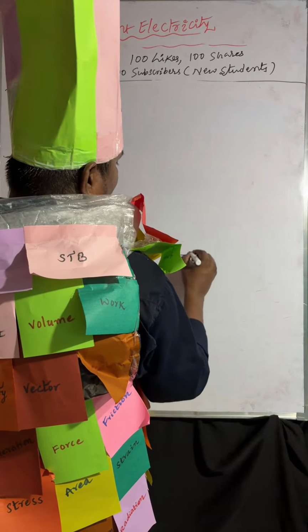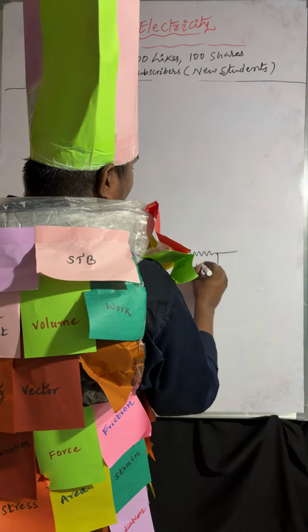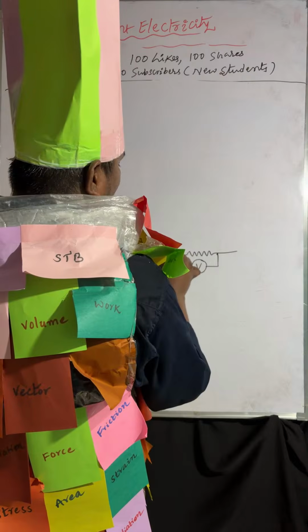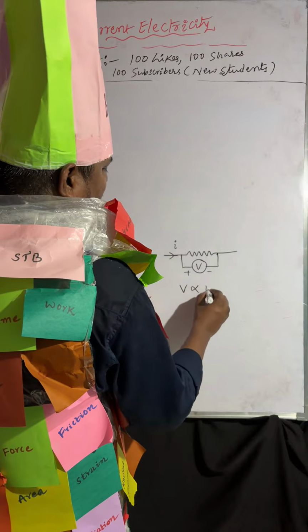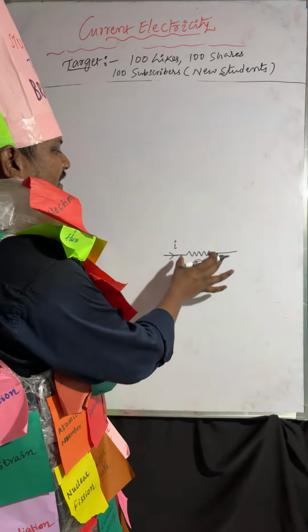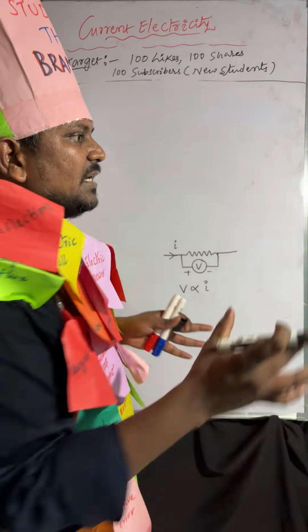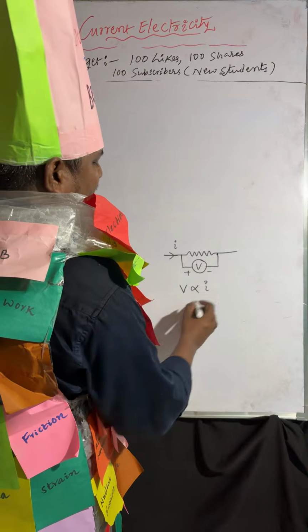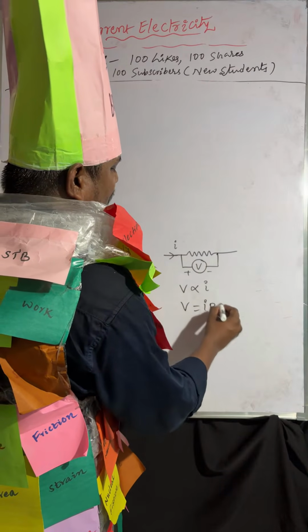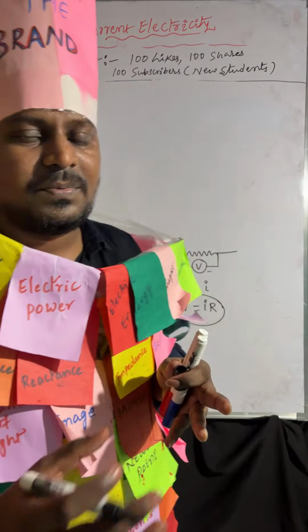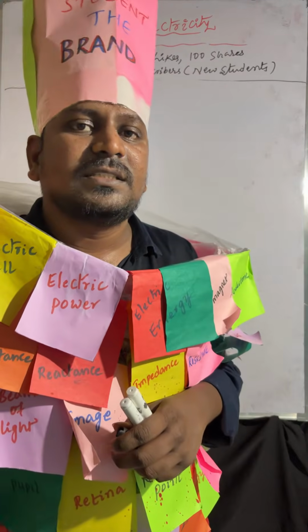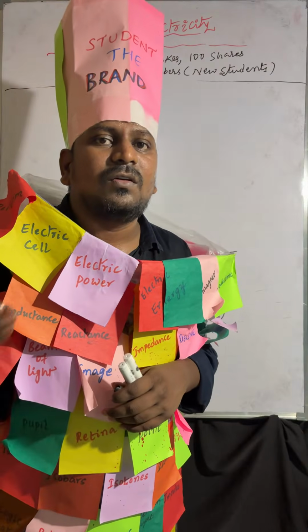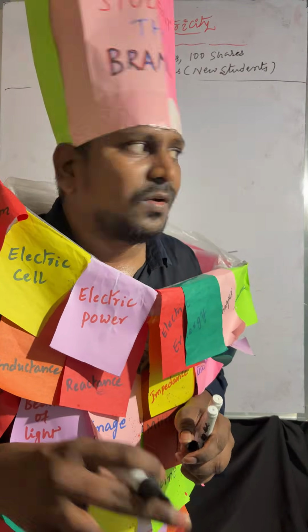So here I am taking this resistor. This is a voltmeter, and current I is flowing. So here you can see V is directly proportional to I. The potential difference across the ends of the given metallic conductor is directly proportional to current flowing through it, V equal to IR, at a constant temperature and with physical conditions also the same. So Ohm's law gives the definition of resistance.